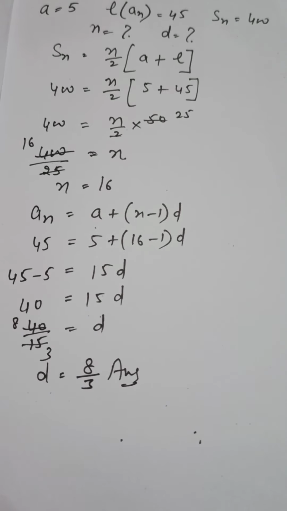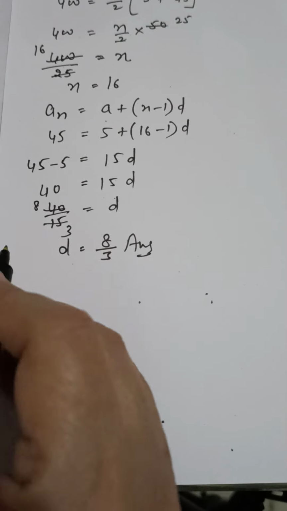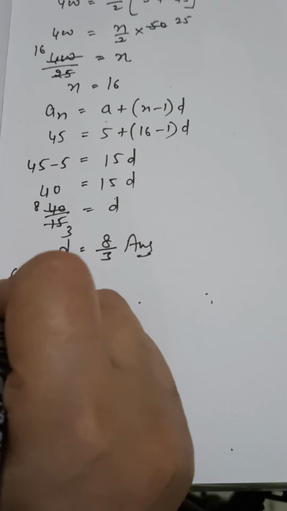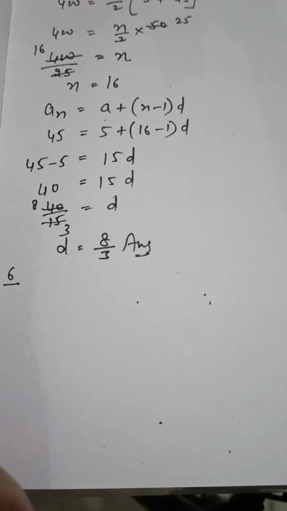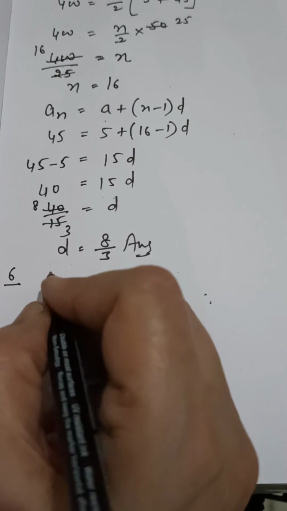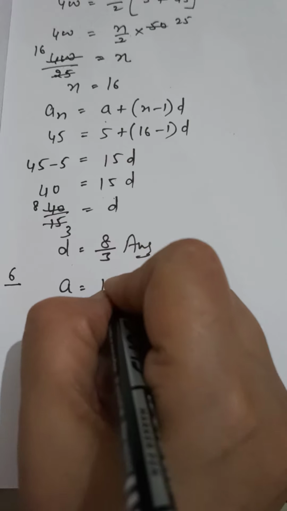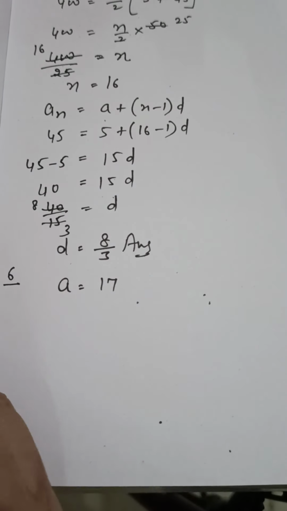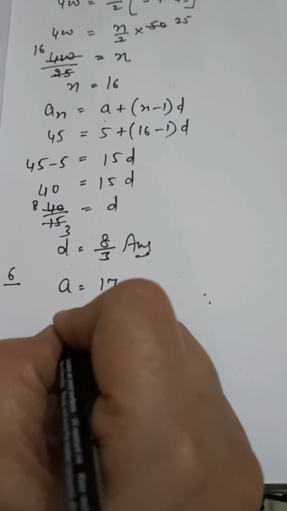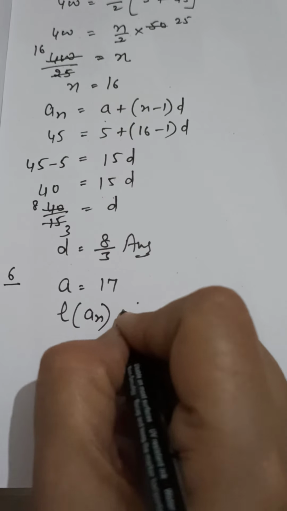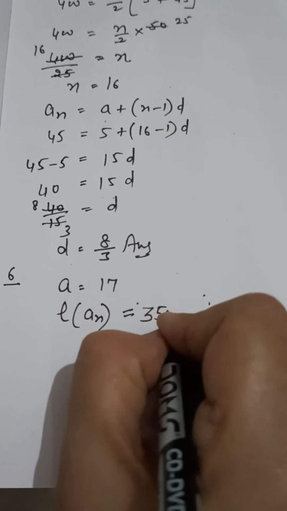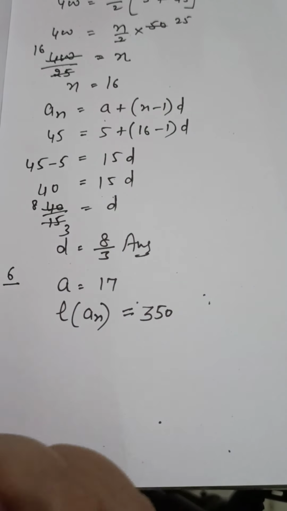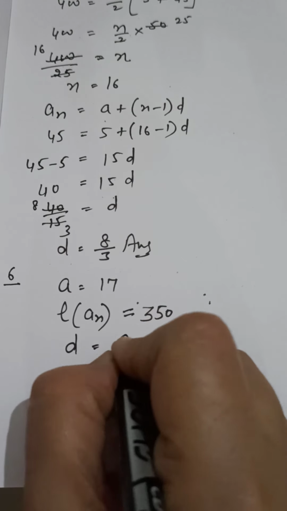Now sum number 6. Sum number 6 is: first and last term of AP are 17 and 350. It means first term is 17. A is equal to 17. What is given to us? A is equal to 17. Last term L, L can be written as An, that is equal to 350. These two values are given. After that, common difference is 9. D is equal to 9.